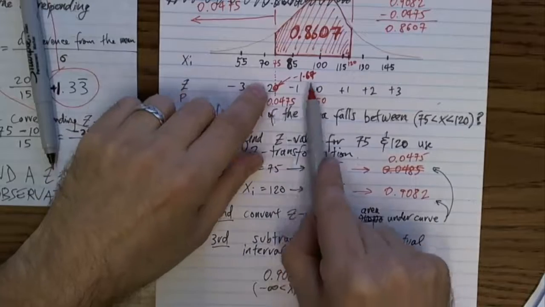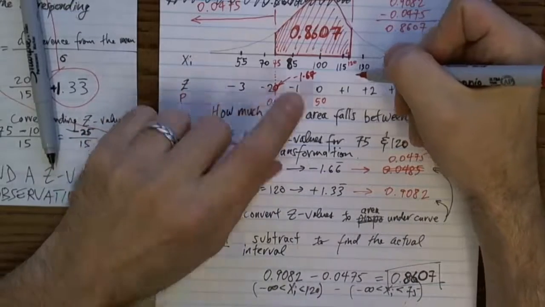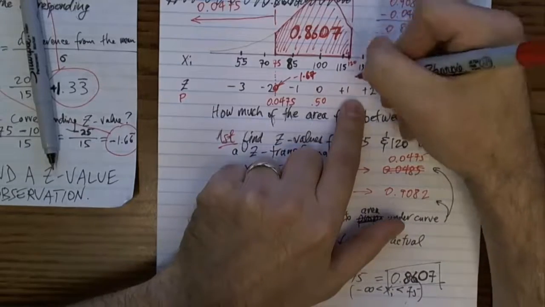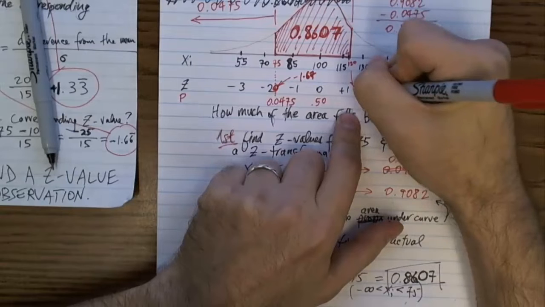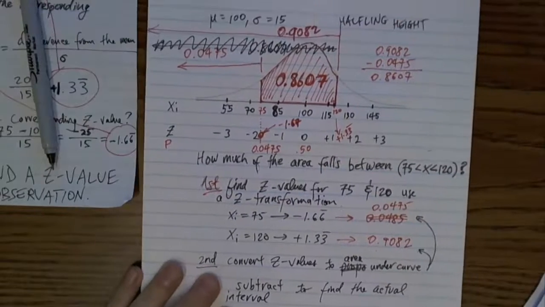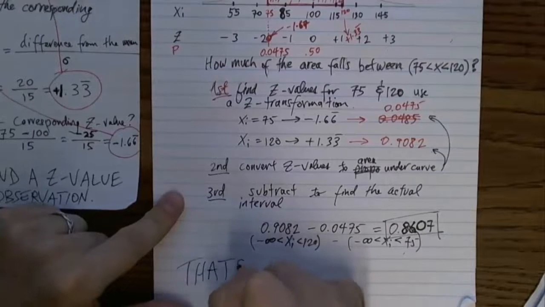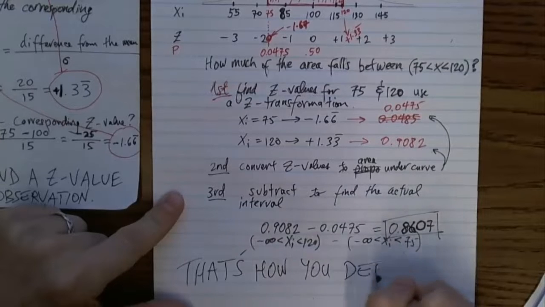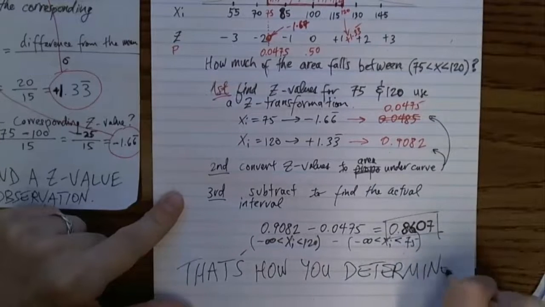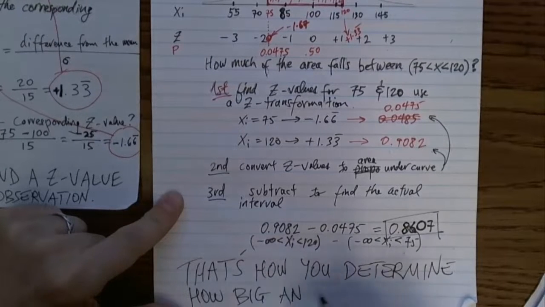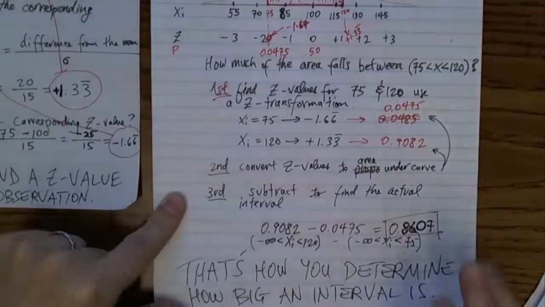75 centimeters corresponds to negative 1.67. We know that from what we had done just about 15 minutes ago. And then we know that 120 corresponds to positive 1.33. There it is. So that's how you determine how big an interval is. Right? So 3 steps.